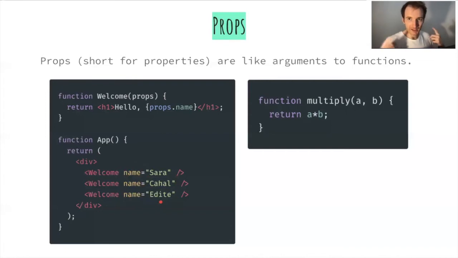So this example as a whole, we have this app component, which is rendering 3 of these welcome components. And then the welcome component is just saying hello plus whatever the name prop we passed in is. So in this case, we'll have 3 of these H1 elements outputted. The first one will say hello Sarah. The second one will say hello Carl. And then the third one will say hello Edith.